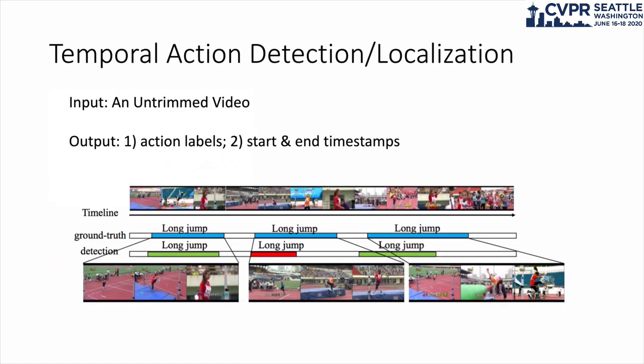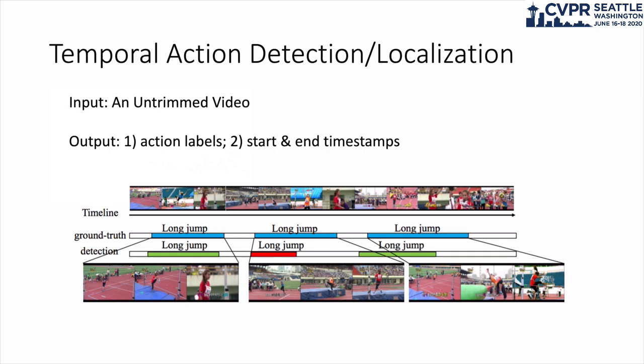Now let's look at the next level of question, temporal action detection and localization. The input to this problem is an untrimmed video, which contains informative and irrelevant parts of information. And its outputs are two things. The first is action labels, and second is start and end timestamps. For example, here we have a long video which contains a lot of instances of long jump. An algorithm may make predictions on where these action instances happen.